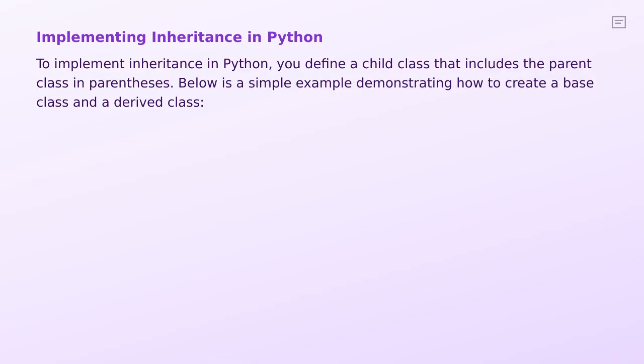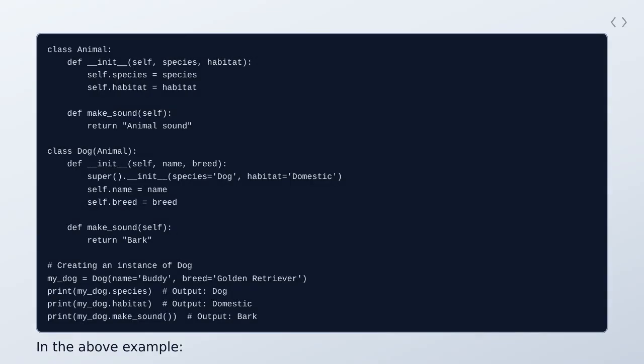Let's move on to implementing inheritance in Python. To implement inheritance in Python, you define a child class that includes the parent class in parentheses. Below is a simple example demonstrating how to create a base class and a derived class. Review the implementation on the slide.